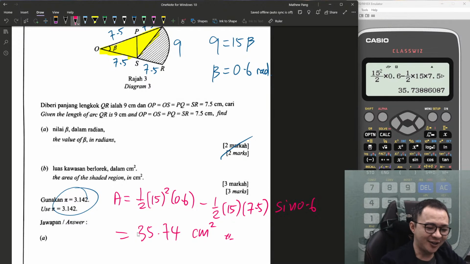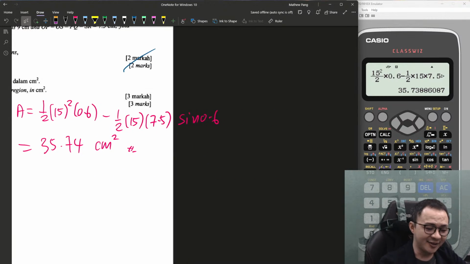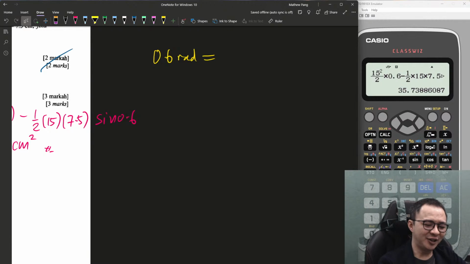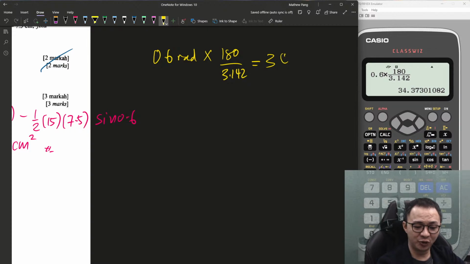Okay, if you prefer, say, sir, I prefer to use pi equals 3.142 here, I don't want to change my calculator to radian, my teacher is not allowed. In that case, what you want to do is change the 0.6 back into degrees. It's kind of silly, but I believe some teachers just literally want degrees. To change to degrees, you multiply by 180 divided by pi, which is 3.142. This is why they give you 3.142, right? So you get 34.373 degrees.